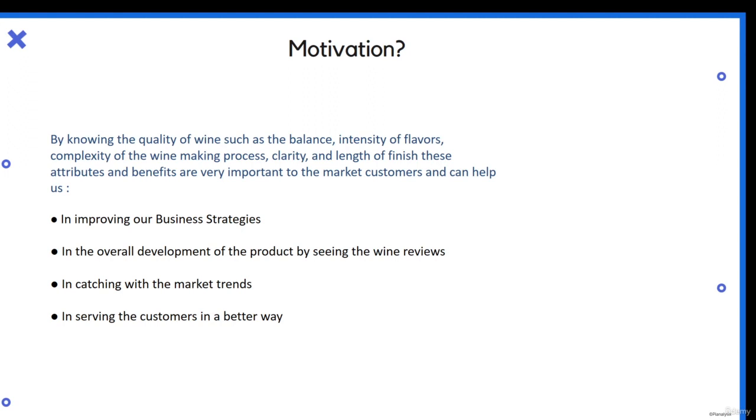Like after seeing the results or observing the data, we can improve our business qualities or standards by observing the change in the making of the wine in the overall development. As I said, we can change the making process, like a few components, on the basis of reviews. In keeping up with the market trends, we can run different advertisements, we can target different customers, like in serving the customers in a better way. Like we can target different customers by age group, how to target. We can do all of those things by doing some data analysis.